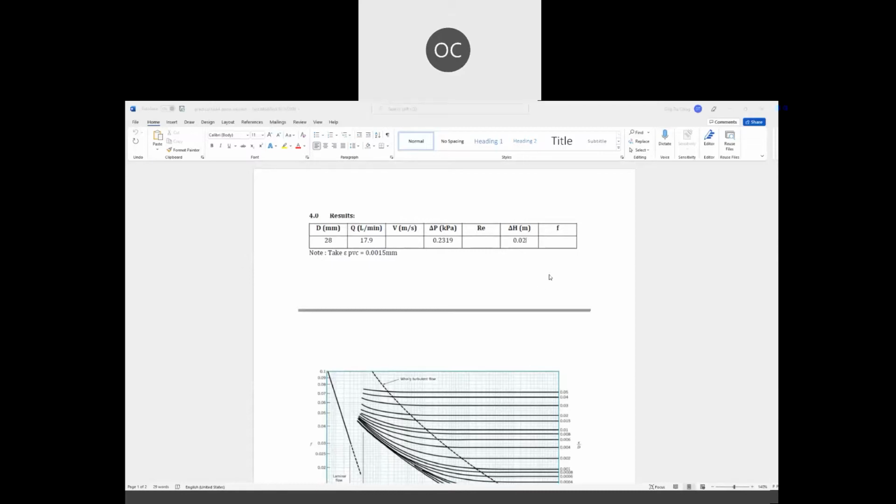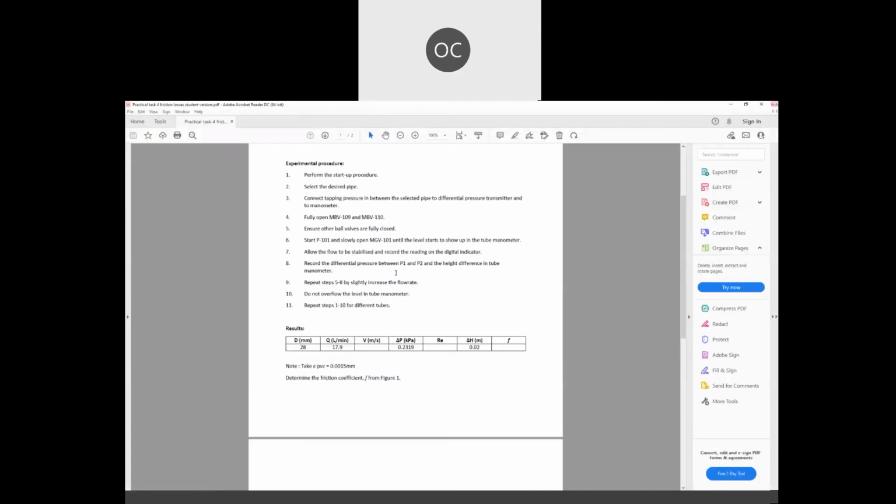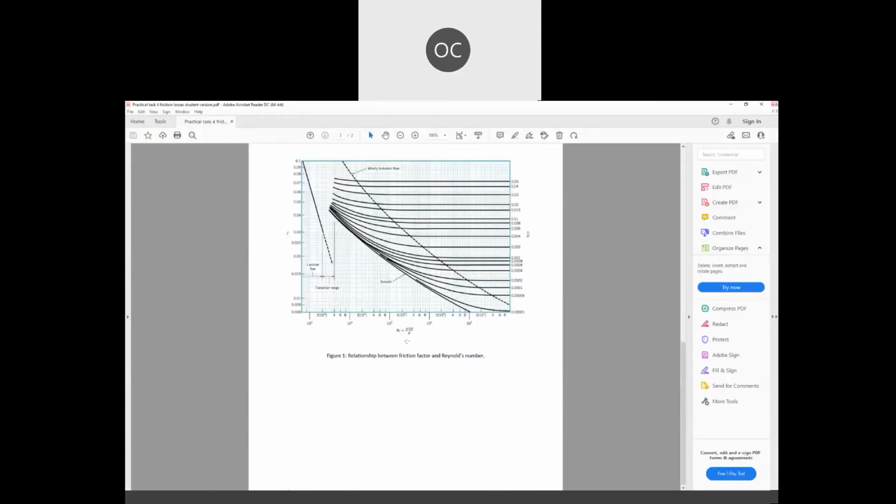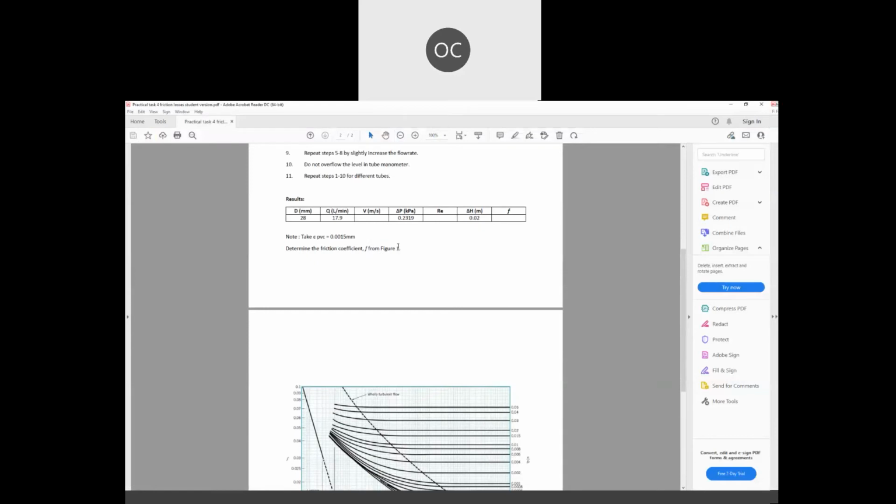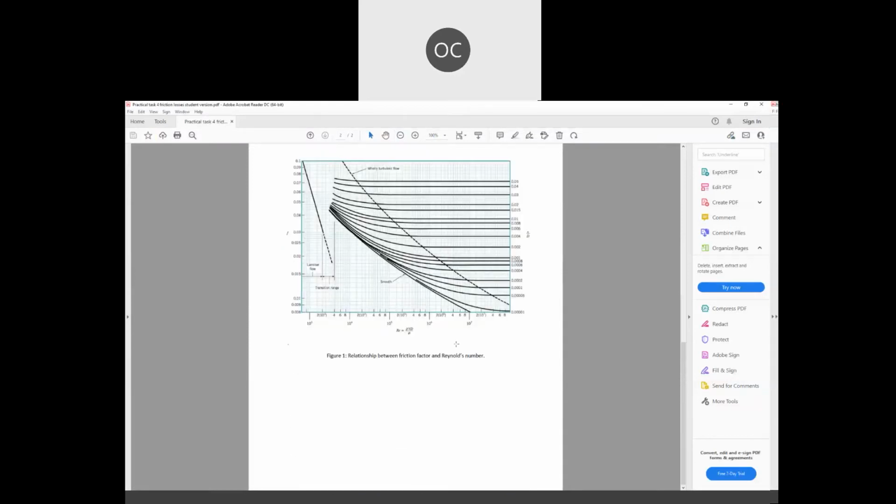So far, do you have any questions? Try to come up with the value. I will give you this lab sheet, and please refer to the video so that you are able to find out friction F with Reynolds number, the correlation-wise.